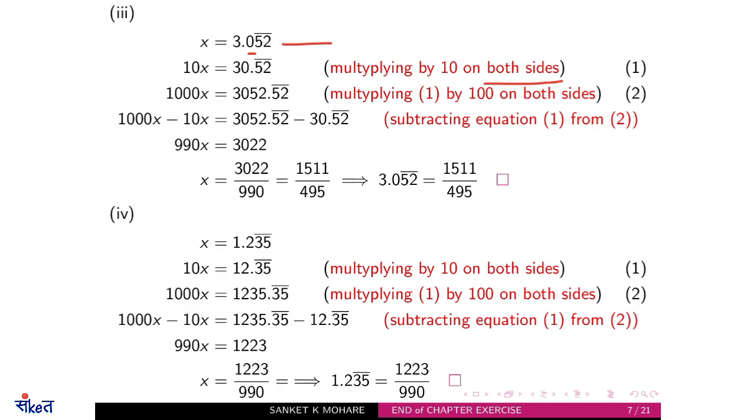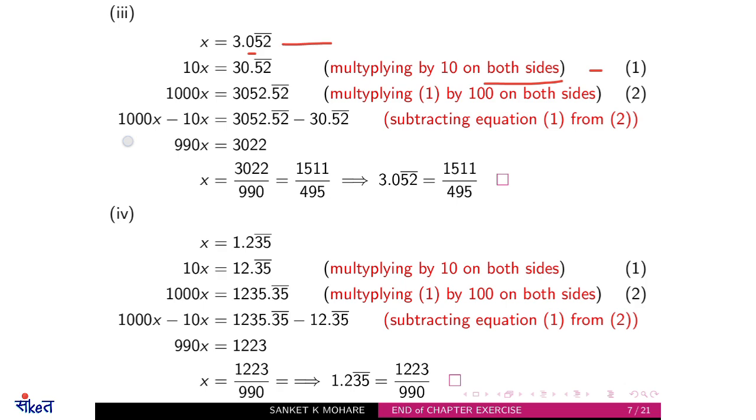Why did we multiply by 10? Because here only one non-repeating digit exists. Now since two digits are repeating, that are 5 and 2, we have to multiply equation 1 by 100. So if we multiply 10x by 100, we'll get 1000x, which is equal to 3052.52. Call this equation 2.